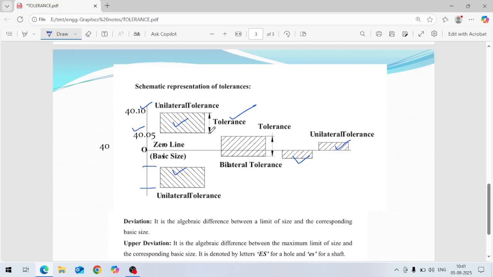And one more thing is there. These are basically limits. This is the lower limit 40.05 and this is the upper limit 40.15. Similarly, in this case, say this is 39.95. This is the upper limit because this size is bigger here, and this is the lower limit. Say if it is 39.9 and this is 39.95. So this is the upper limit and this is the lower limit of the size. So these are called limits.